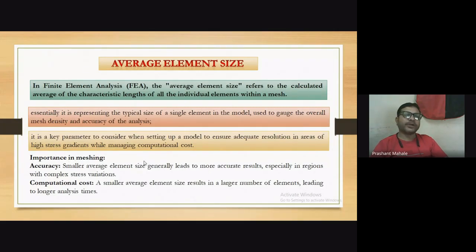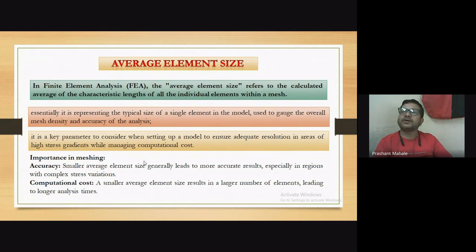And that next point is the average element size. So this is also one of the important criteria considered for checking the quality of the element, right? So from last lectures, we are going through the different criteria that are used for checking the quality of element, and this is one of that.